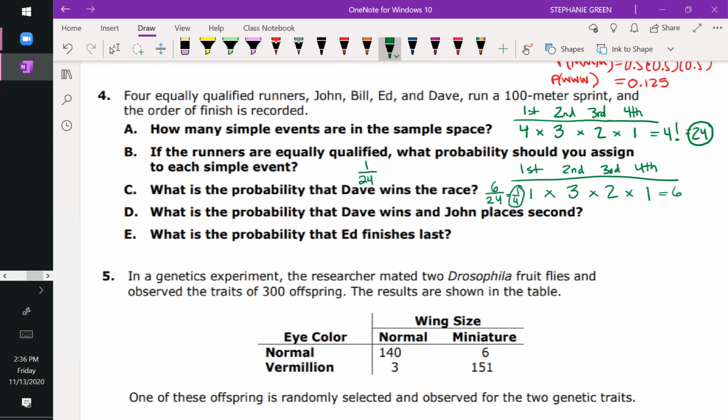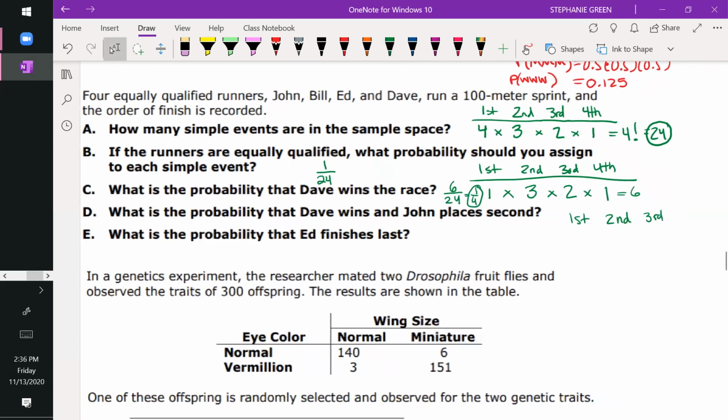Part D, what is the probability that Dave wins and John places second? So again, now we're limiting our orders even more. We want Dave to win first and John to win second. So now we have one possibility for first place and one possibility for second place, which leaves two people. Two people can get third, and then after that person gets third, there's only one person left to get last place. So how many ways can this happen?